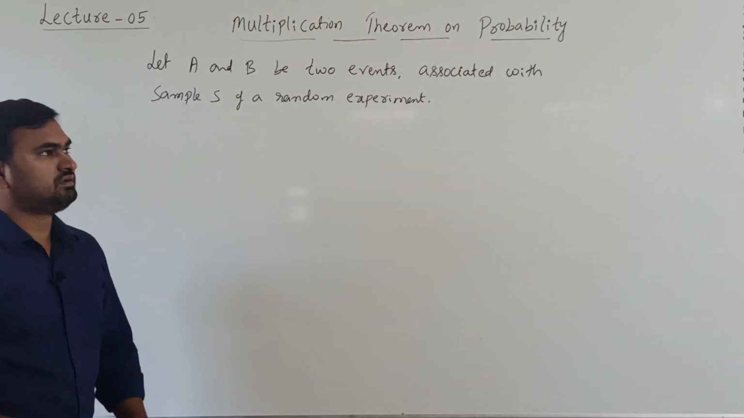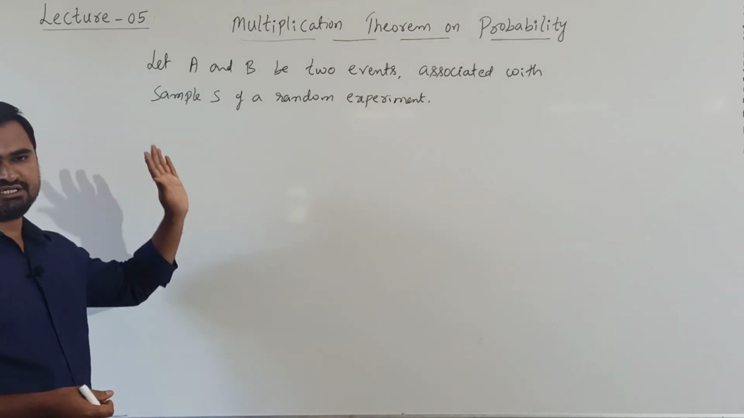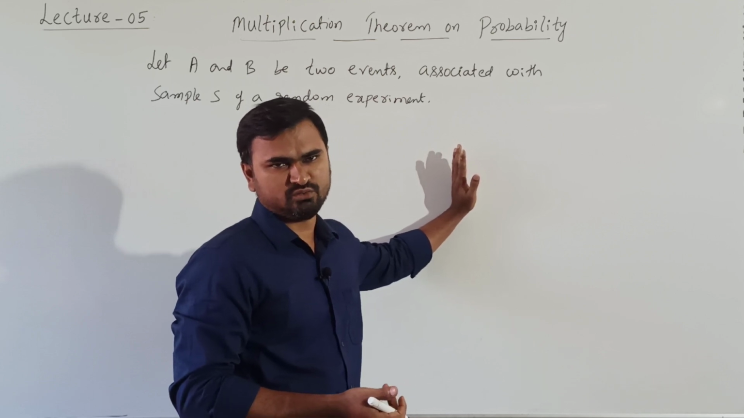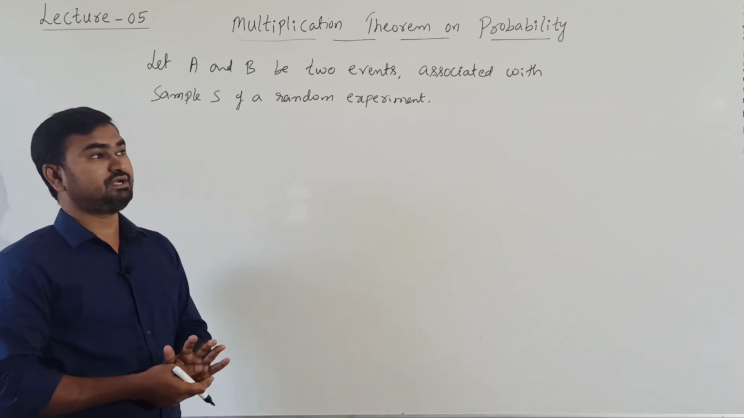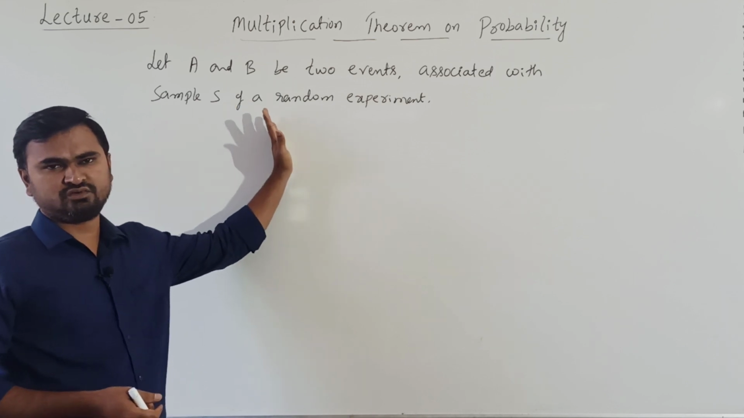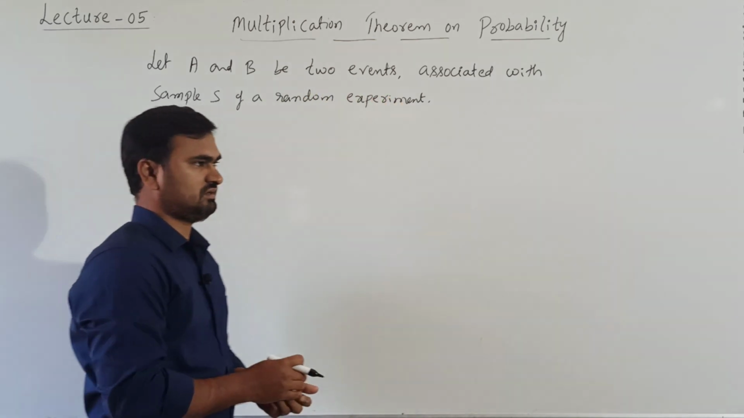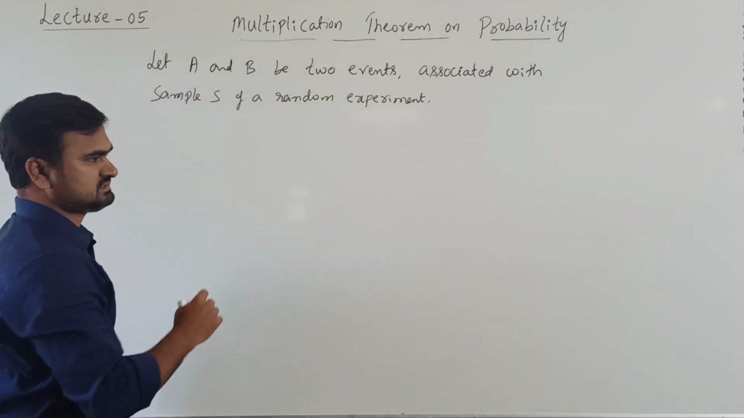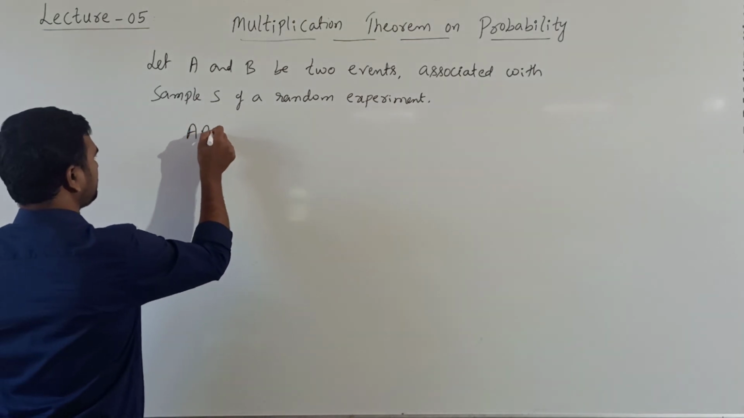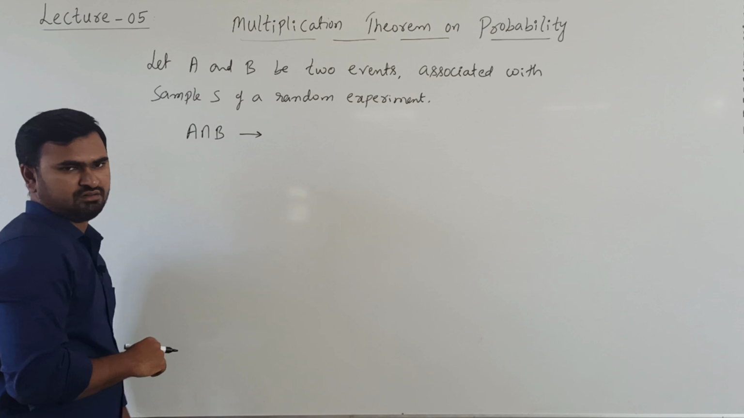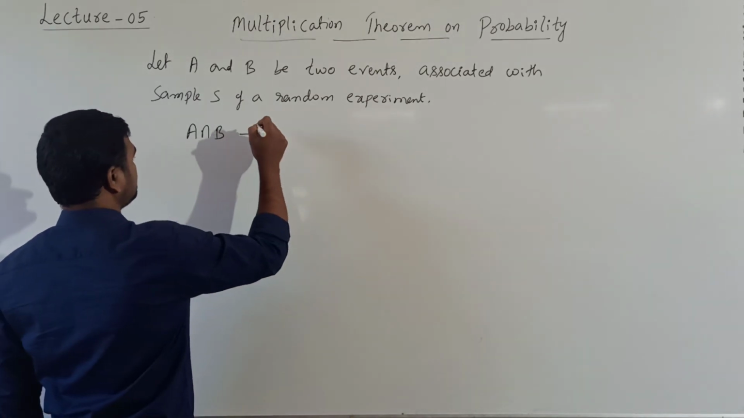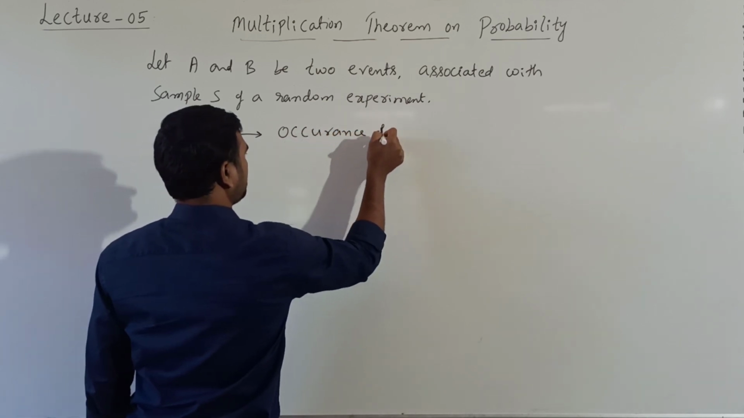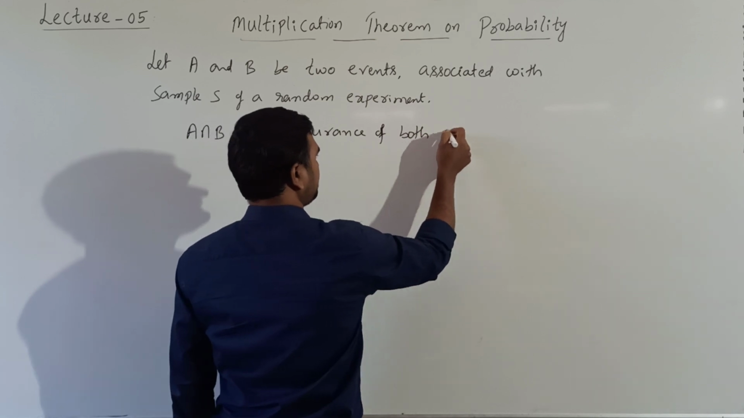Here we will be interested in finding the occurrence of both the events A and B. Sometimes we will be interested in finding the probability of occurrence of both the events A and B. What is the occurrence of both the events A and B? It is A intersection B. What does A intersection B denote? This denotes occurrence of both A and B.